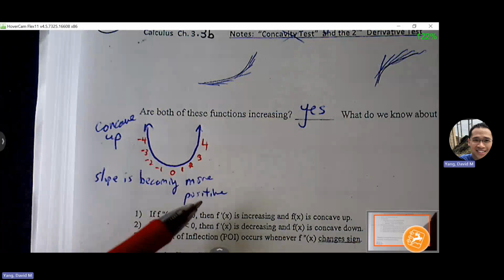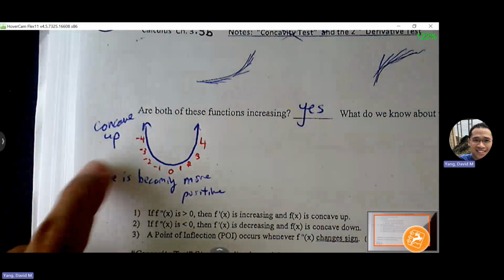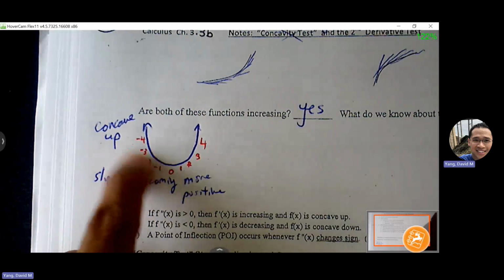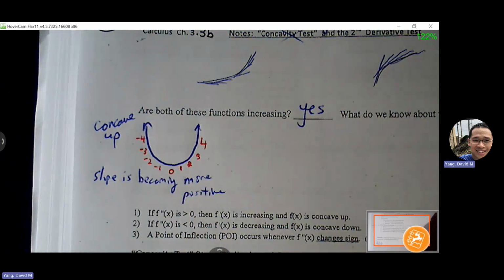So if you can imagine these are numbers on the number line, you're just moving to the right of the number line the entire time. That makes sense. Okay, so if you can convince yourself that if the slope is going to move in this direction, it's always going to have that concave up shape.